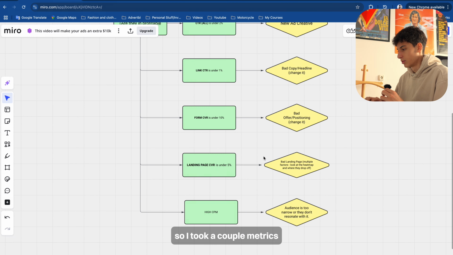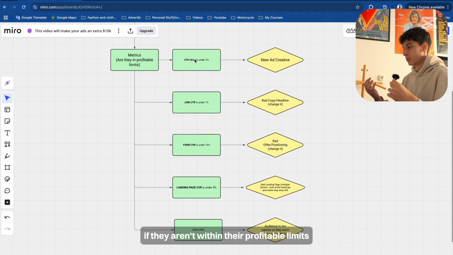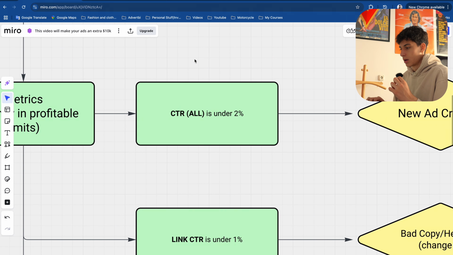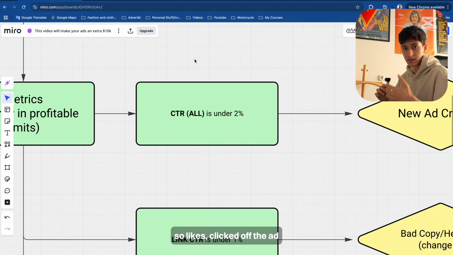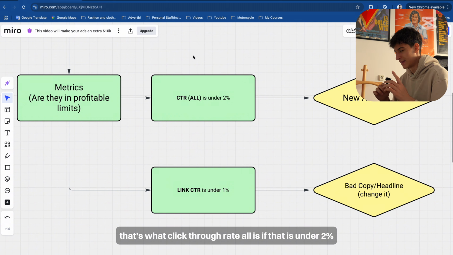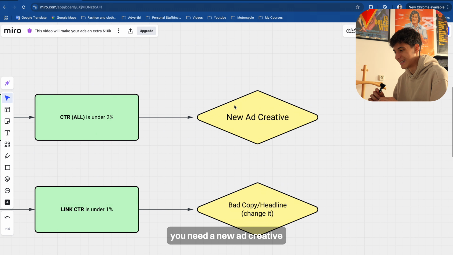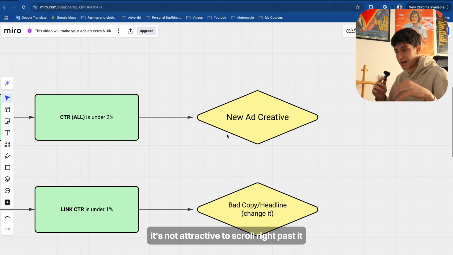So I took a couple of metrics, and here's what you need to do if they aren't within their profitable limits. For example, click-through rate, and that's going to be on all, meaning every click on your ad: likes, clicks off the ad, all the clicks. That's what click-through rate all is. If that is under 2%, you need a new ad creative. That means people aren't engaging with the ad at all. It's not attractive, they scroll right past it.